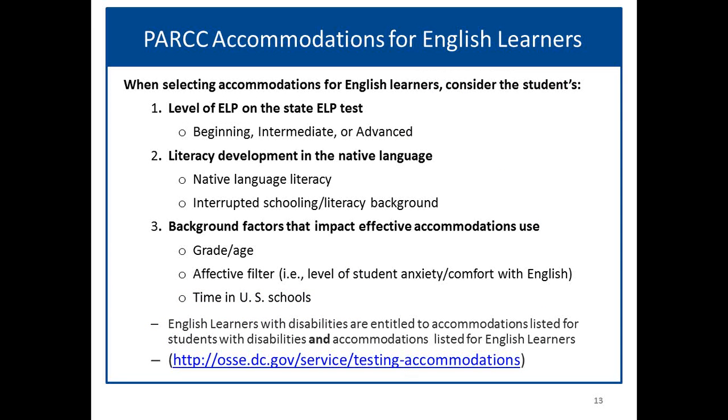When assigning accommodations to an English learner, there are three kinds of factors to consider. First, the student's English proficiency level according to Access or another assessment if the student has not taken Access. Second, the student's literacy in their native language. And third, any other factors that may impact their accommodations and their testing experience, such as, of course, their grade and their age, the time they've spent in English-speaking schools, and their comfort using English in an assessment context.